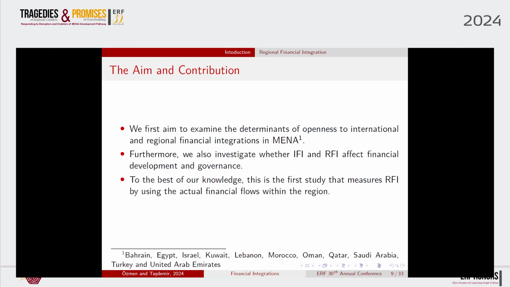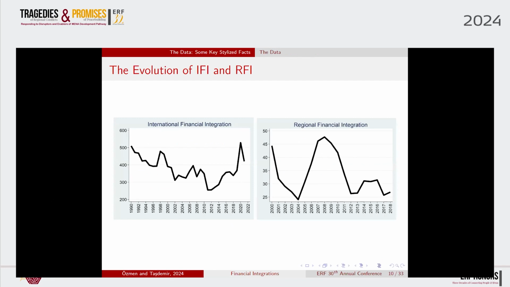After constructing the regional financial integration data, in this paper, we aim to contribute to the literature by looking at the drivers and collateral benefits of international and regional financial integrations. These are the figures that represent the evolution of international and regional financial integrations. As you can see, international financial integration decreases up to 2011, then it increases. Regional financial integration first decreases, then we observe an increasing trend up to the recent global financial crisis, but again, it mitigates. This figure briefly indicates that as compared to international financial integration, the size of regional financial integration is still at an immature level.